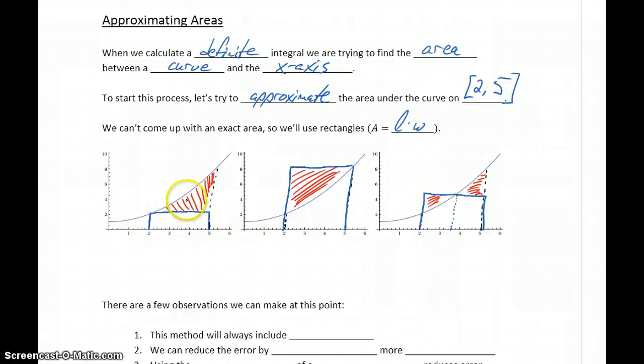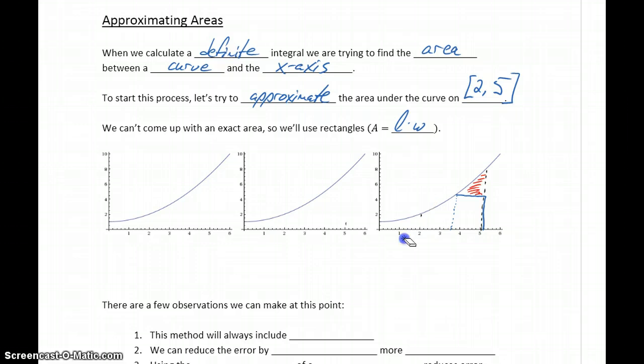So in this case, the first two, we've got a large amount of error. Even in this last example, we've got two relatively large areas that we're considering. So let's go back and try to improve these approximations. So now what we're going to do is in each case still consider the domain from 2 to 5, that interval from x equals 2 to x equals 5.